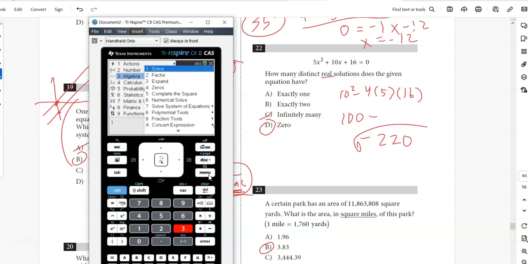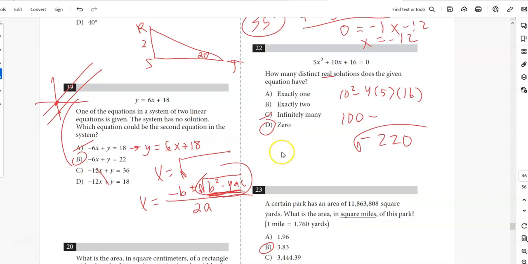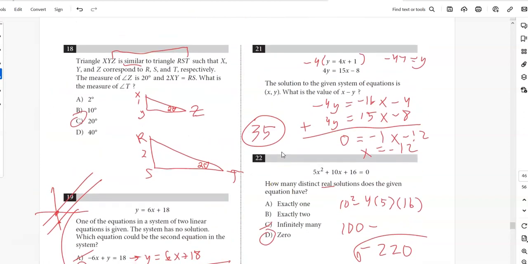Menu, 3, all the powerful commands are in algebra there, so solve. So we could just type in 5x squared, plus 10x plus 16 equals 0, comma x. Don't forget to say the variable, comma x. And it says false, which means it doesn't have any real solutions there, so there would be 0 real solutions. So again, the calculator will give you some somewhat funny answers when you try one of those.